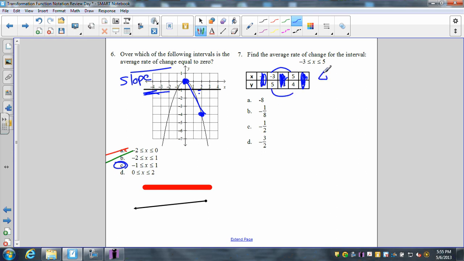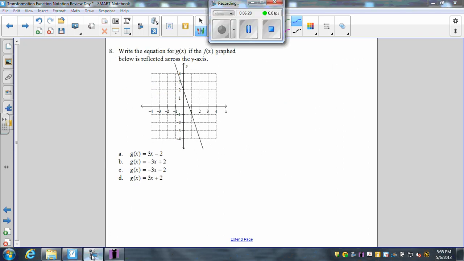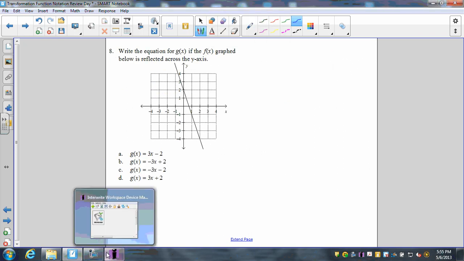Remember, it's change in the y over change in the x. From 5 to 4, so it must have gone down 1. I went from -3 to 5. Now be careful, this is actually going up 8. So my slope is -1 over 8. Remember, -3 to 5, you're actually going up 8, not up 2. So the answer is -1/8, which was B. Let's see how much time we're at. 6 minutes. I'm flying through this.